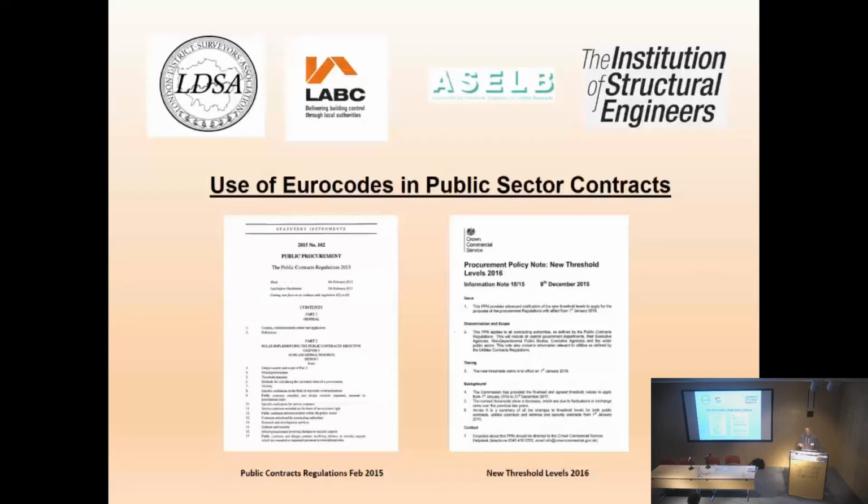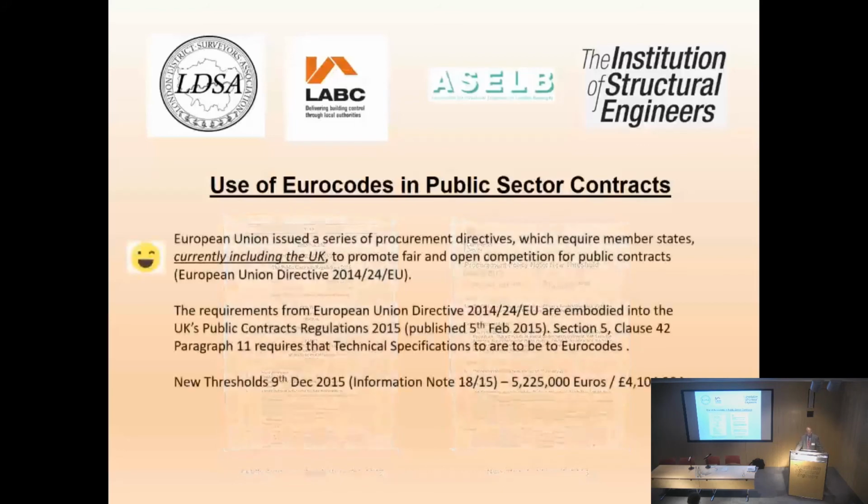So any public sector contracts with a value of over 5.225 million euros, if you're working on those sort of projects, you need to make sure that the design is to the Eurocodes. And the reason is the EU issued a set of procurement directives where member states, of which we are still a member state at the moment, or we're sort of a member state.